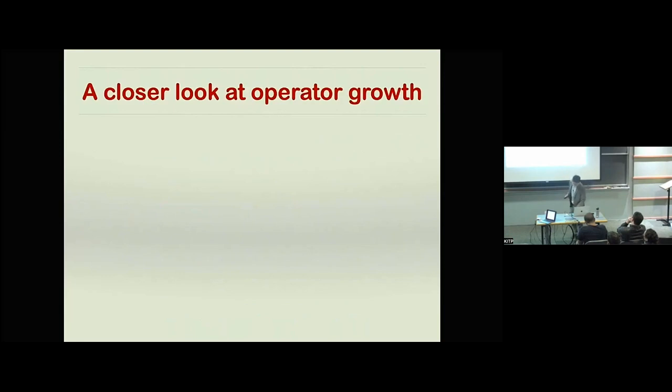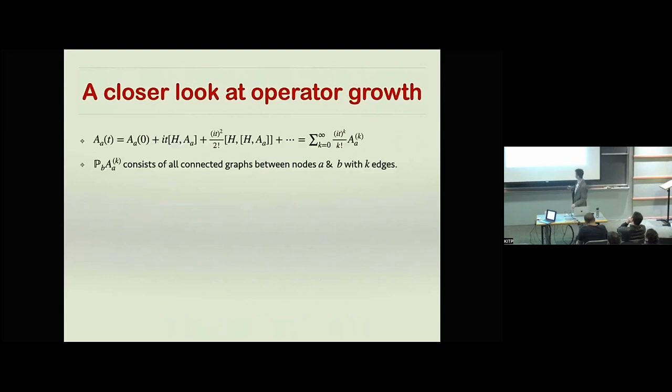We can take a close look at how this operator can grow. And this is something that we typically need to deal with in deriving any Lieb-Robinson type bound. So we can look at how this operator A of t grows in time by just doing a Taylor series expansion. This is just standard quantum mechanics. We can group the terms by order, and the order k term is denoted by A of k. And then if you project this operator onto the site B, basically this is made of a bunch of graphs between the nodes A and B with k edges.